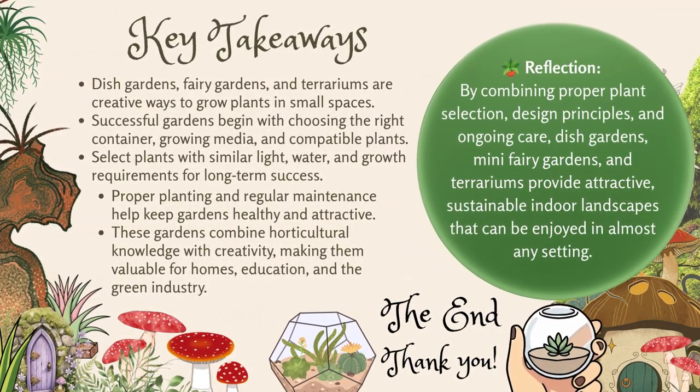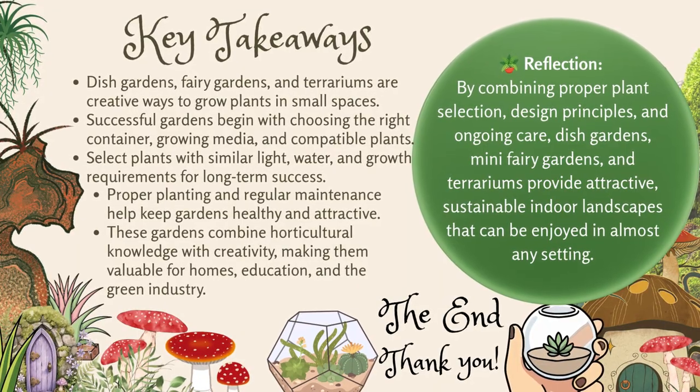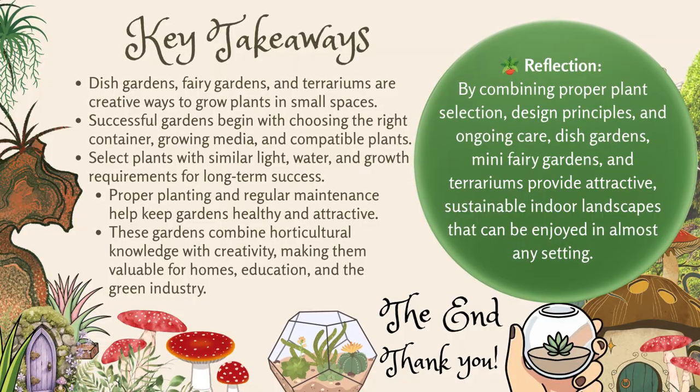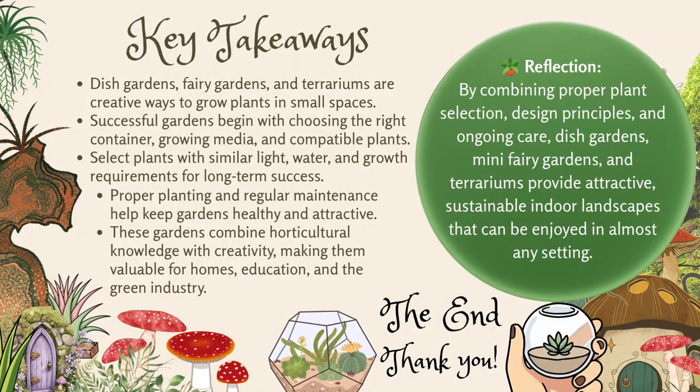So, to summarize, all three types of container gardens rely on the same basic horticultural principles. Successful gardens begin with choosing the proper container, selecting compatible plants, and using an appropriate growing medium. Good design is equally important. Combining different colors, textures, heights, and forms creates visually appealing arrangements while maintaining plant health. Regular maintenance, including proper watering, pruning, and monitoring environmental conditions, helps these gardens remain healthy over time.